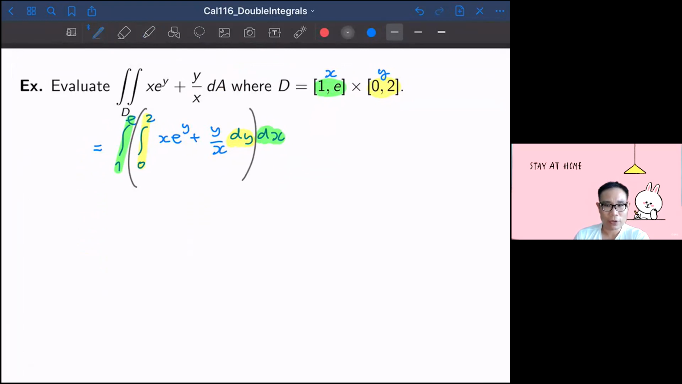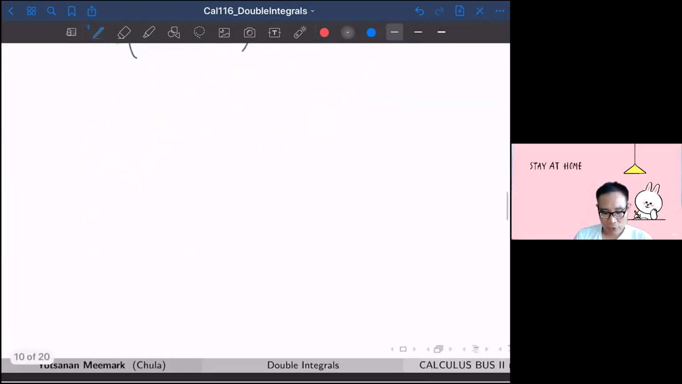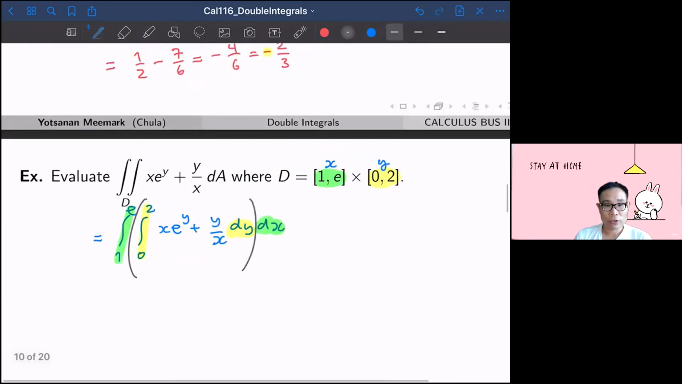Okay, so that's it for this clip. The next one is going to be the double integral over general region.